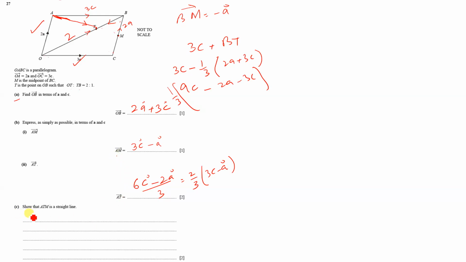Part C, show that ATM is a straight line. So we have already seen that AT is equal to 2/3 of AM, and both are parallel, because this is a scalar multiple of AM. So both are parallel, and this shows that this is a straight line.